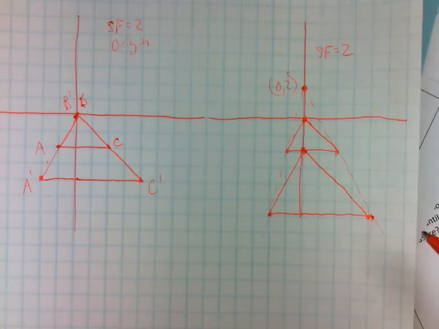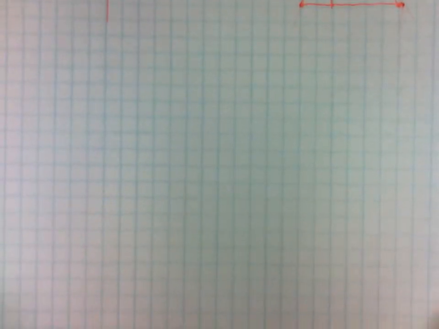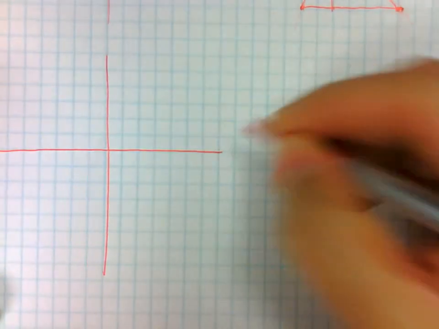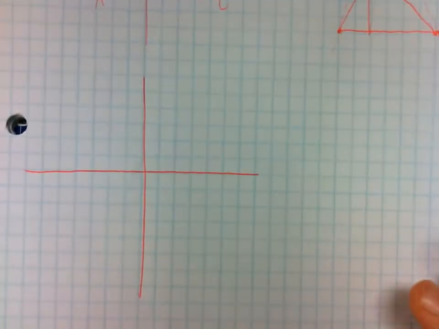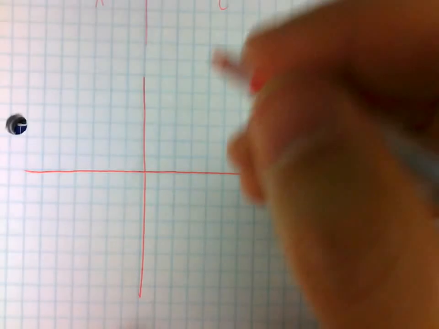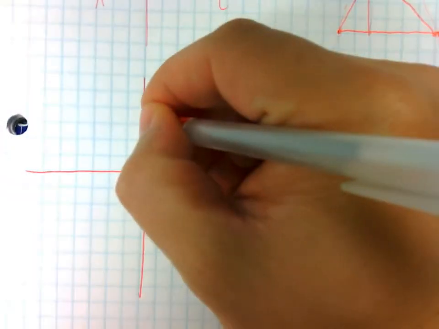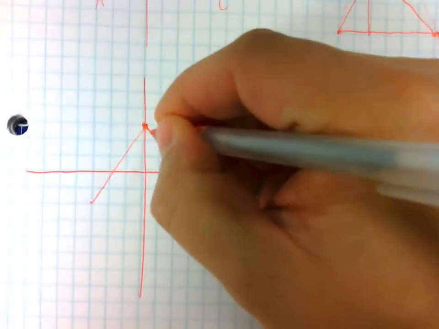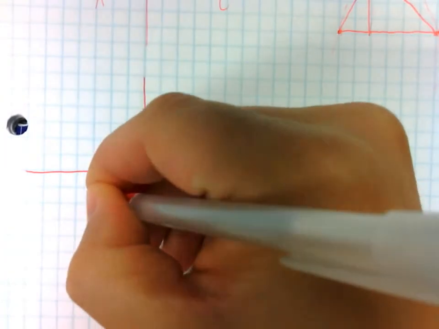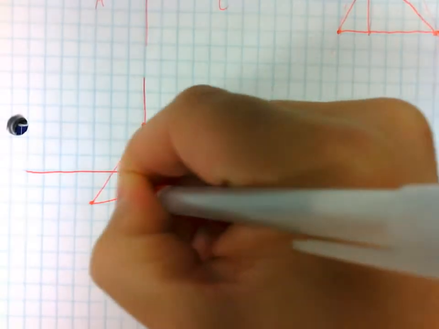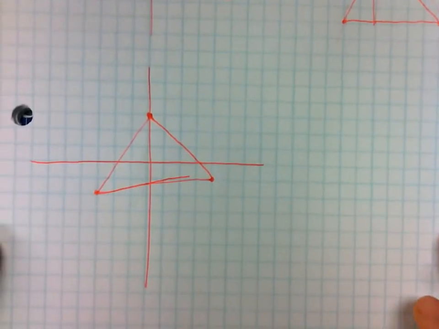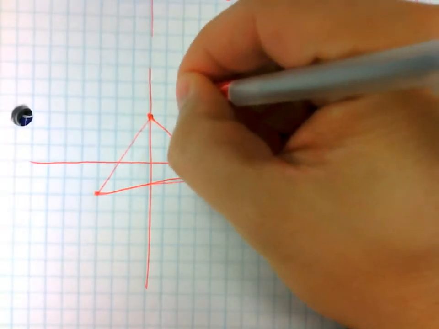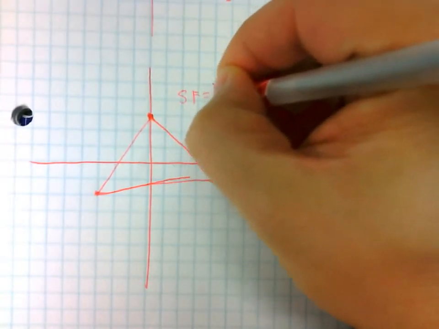Let's see, let's do one where the scale factor is like 1/2. And I think the only scale factors you're dealing with today are 2, 3, and 1/2. Okay, so let's do a figure like this. All right, I know that bottom line is not perfect. Okay, so let's do a scale factor of 1/2 centered at the origin.